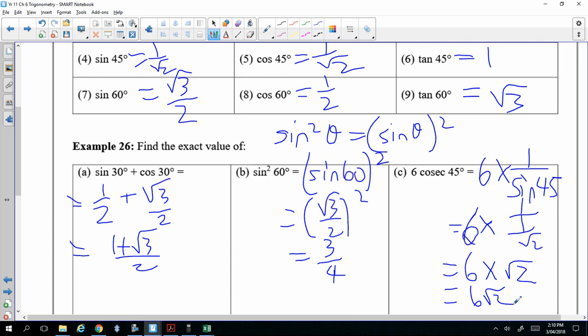That's why if you know your exact values off by heart, it makes it easy, isn't it? It will be hard to draw a triangle each time for each of these questions. I mean, you draw it once, but you have to work out each one each time. It takes too long. Better to memorize it. All right, try the next one. Tan 30 over 1 minus tan squared 30. Have a try.